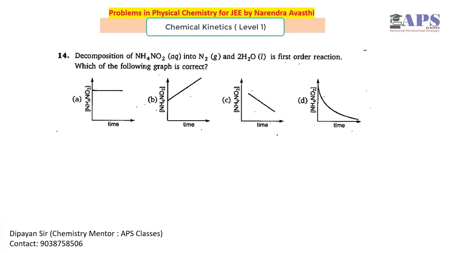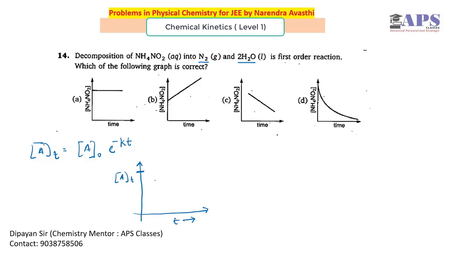In question number 14 we have NH4NO2, which will be dissociated to N2 and H2O, which is a first order reaction. Okay, so for any first order reaction we can write concentration of reagent at time t equal to concentration of reagent at time 0 e to the power minus rate constant k and time t. Hence, if we draw the graph At versus t, it will start from the y-axis and it will decrease exponentially. So option D will be the correct option.